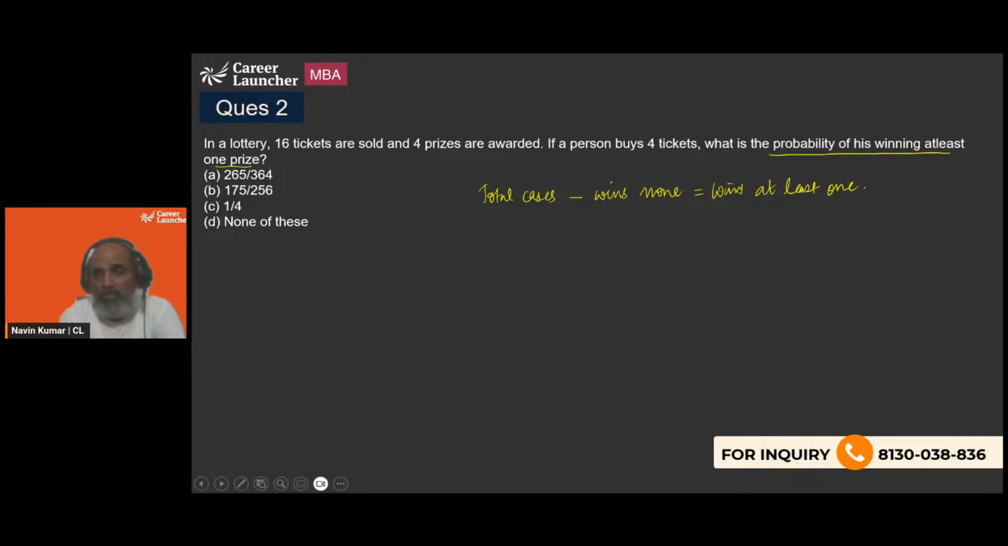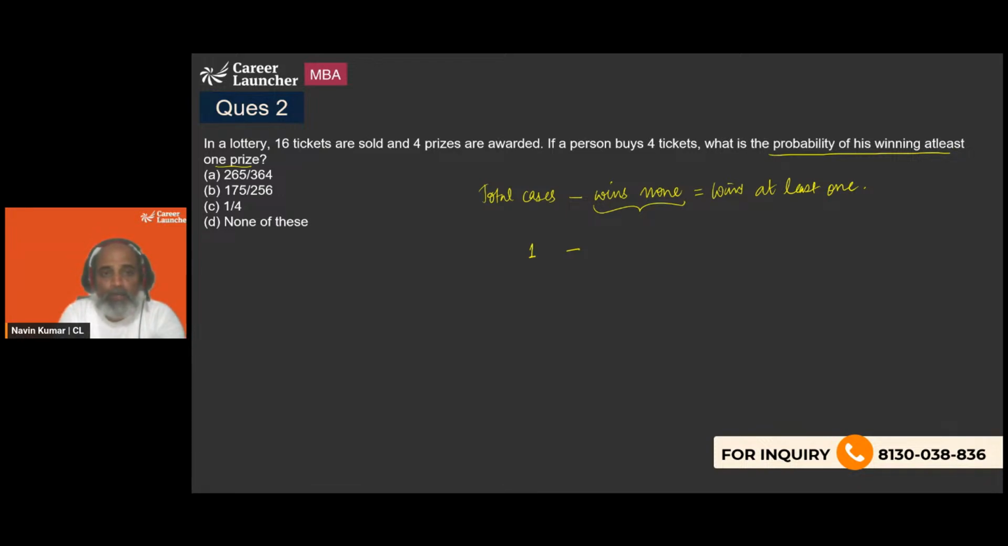This is not a rule, but instead of calculating 4 possibilities, where he wins only 1 prize, he wins 2 prizes, he wins 3 prizes, and then he wins 4 prizes, we'll have to do 4 cases. Rather than that, we'll prefer to do only 1. In the case of probability, the total probability is always going to be 1. From there, we need to find out where he doesn't win any. So how are we going to do that?